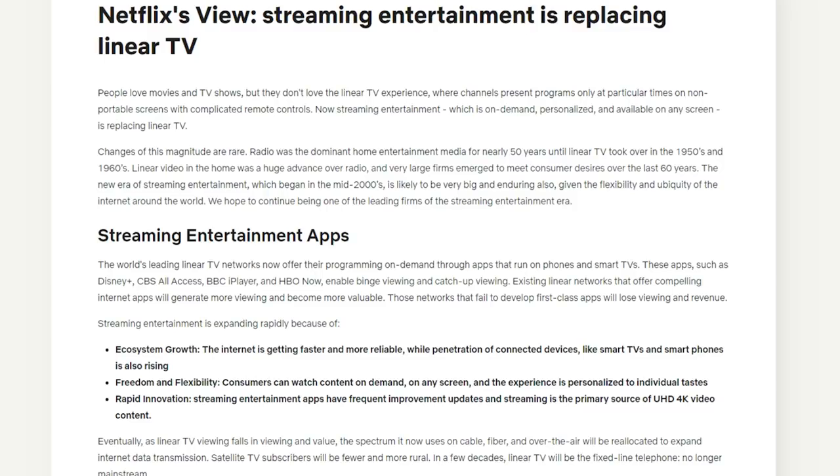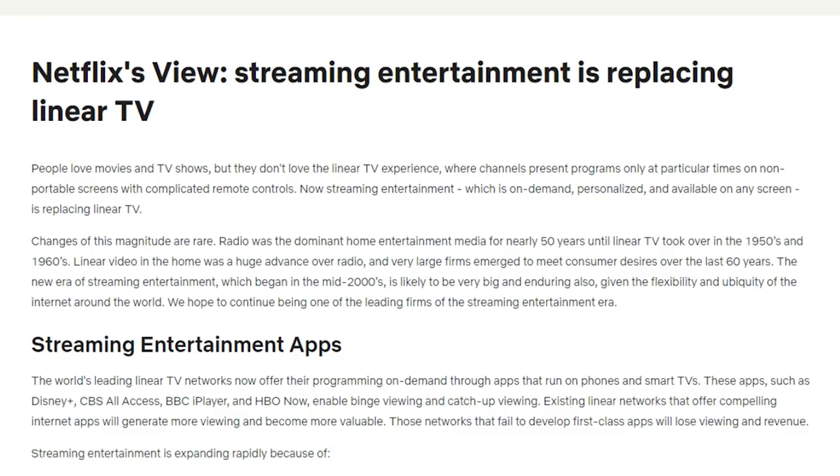For instance, it says that people love movies and TV shows, but they don't love the linear TV experience, where channels present programs only at particular times on non-portable screens with complicated remote controls. Now streaming entertainment, which is on-demand, personalized, and available on any screen, is replacing linear TV. So that's a huge basic premise of their company, that linear television is being replaced by on-demand streaming. That is the premise of their company. If you do not believe or never believed in the premise of that company, you should not invest in Netflix, because that's what they believe and that's what their company is geared to take advantage of.